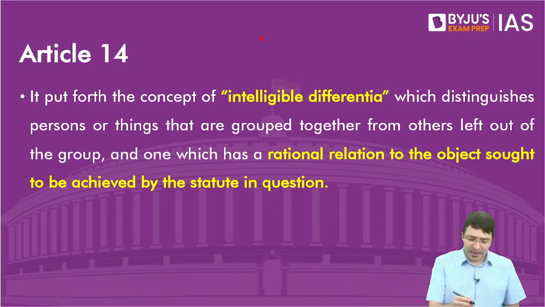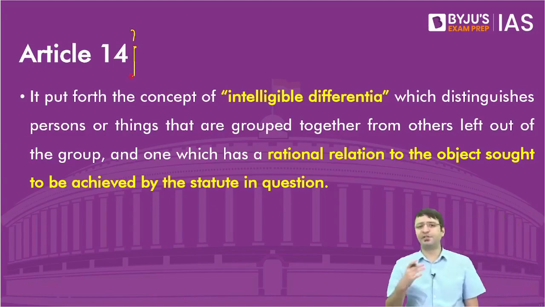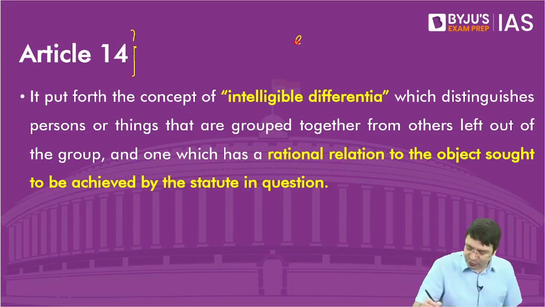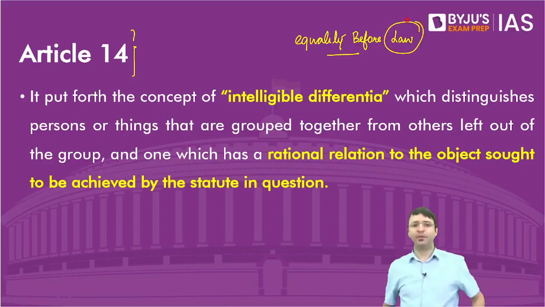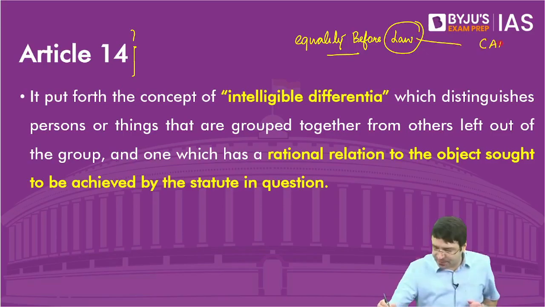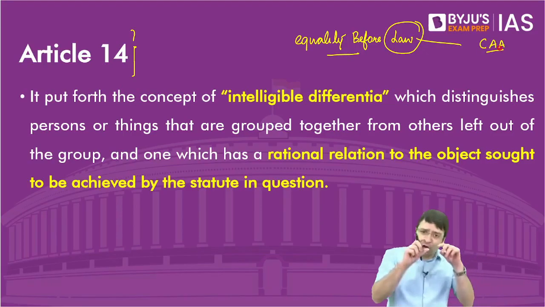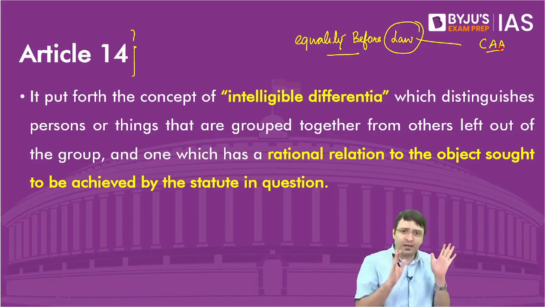Argument number two, the question was raised by the protesters, by politicians as well, by opposition leaders, that Article 14 has been violated. Article 14, which is a fundamental right, which talks about equality before law, which means law should treat everybody equally. There should be equality before law. And if there is the Citizenship Amendment Act, it should not discriminate. The law should treat everybody equally.